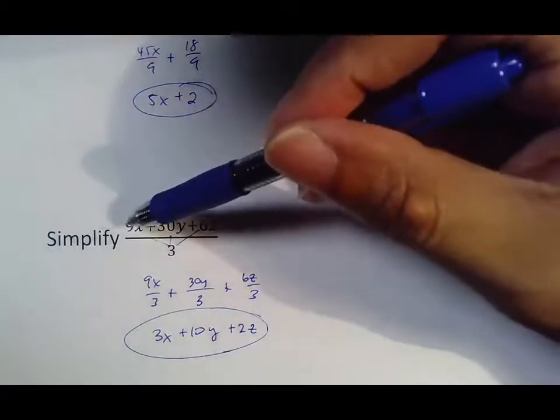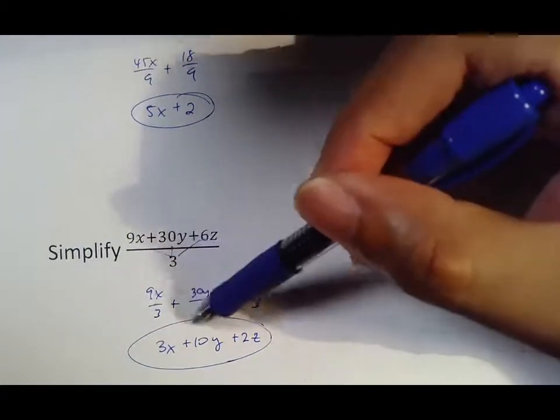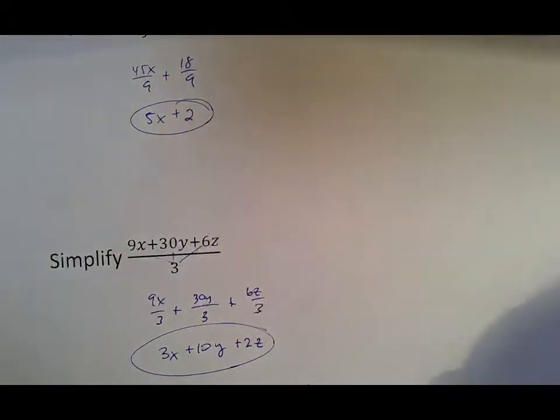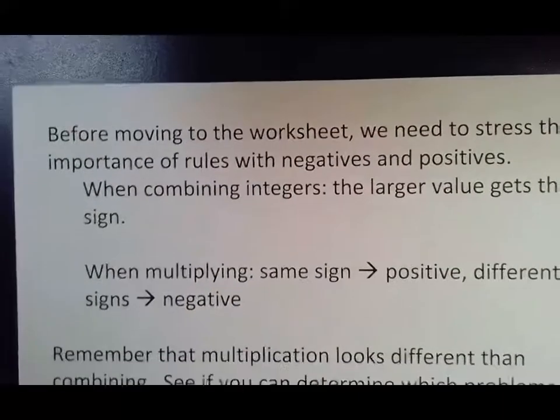Or you'll eventually be able to say 9 divided by 3 is 3. 30 divided by 3 is 10. 6 divided by 3 is 2. As you continue to get better and as you continue to practice, you'll eventually be able to see it.